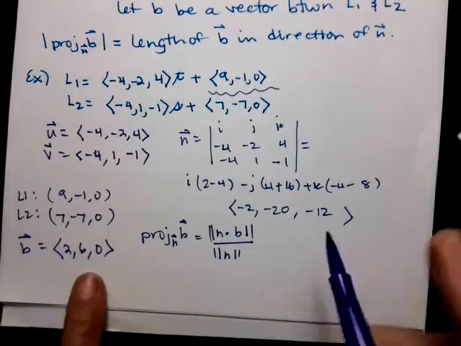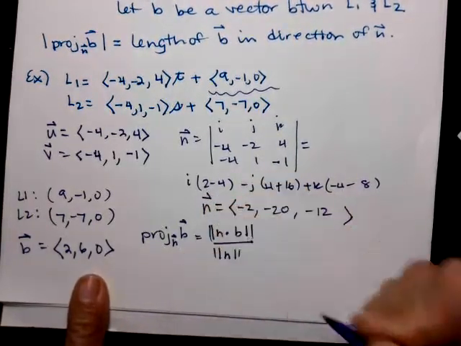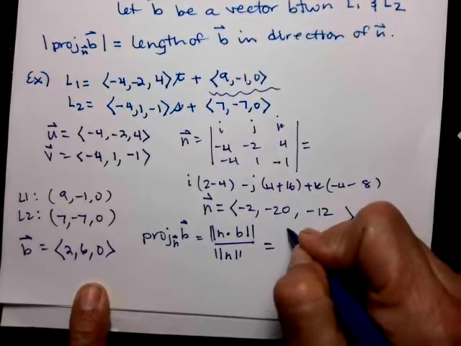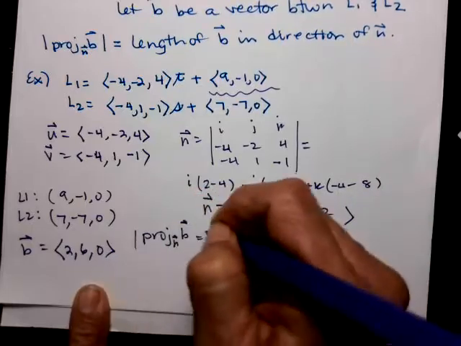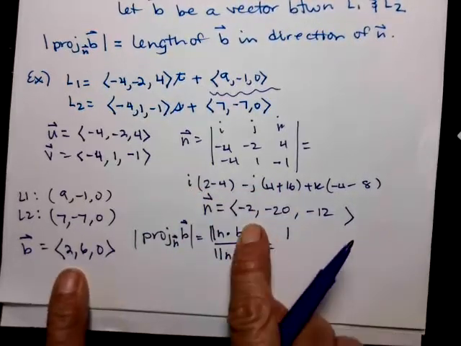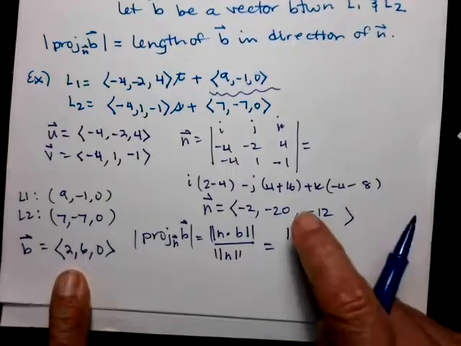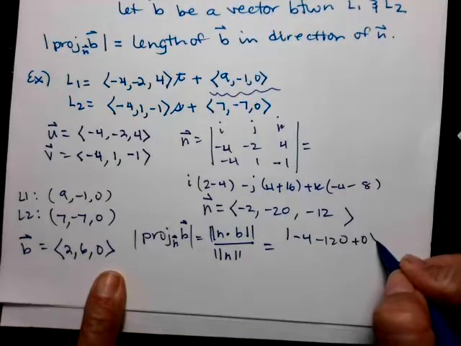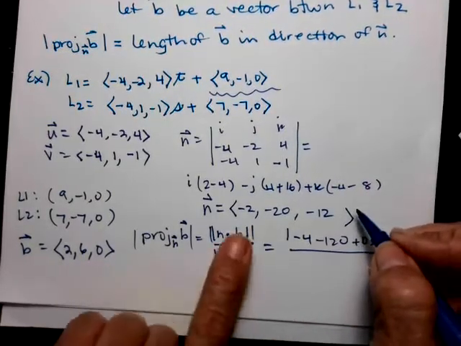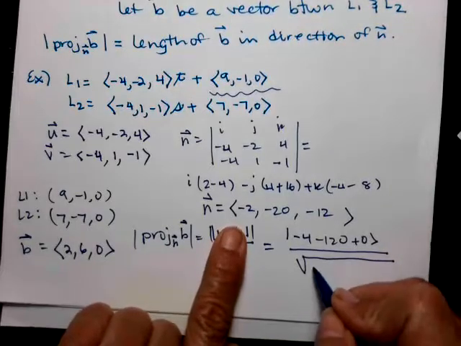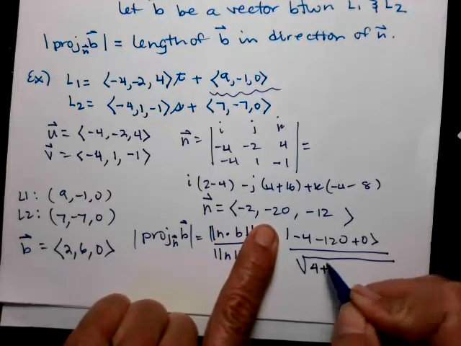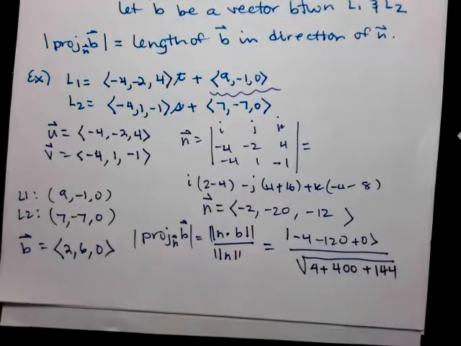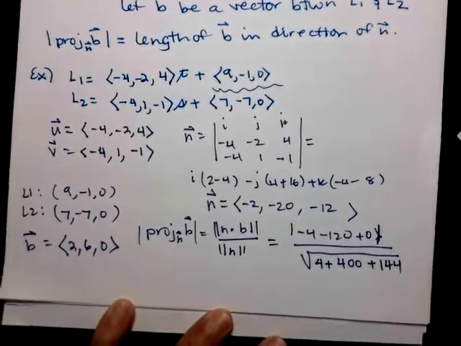All right, so here's my N vector, and here's my B vector. Okay, so N dot B, we're going to do the absolute value of that. Get all my symbols in here. So I'm going to get negative 4, minus 120, plus 0, divided by, now I need the length of N. So square root of negative 2 squared, plus negative 20 squared, plus negative 12 squared.